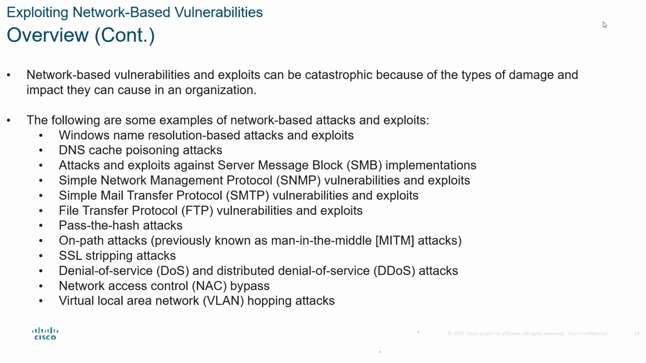So let's dive in. Network-based vulnerabilities and exploits can be catastrophic because of the types of damage and impact they can cause in an organization. Imagine an attack on a bank. Imagine an attack on the education sector, let's say JAMB, SSC, WAEC, or NAPTEB, any of those organizations that host services for people.